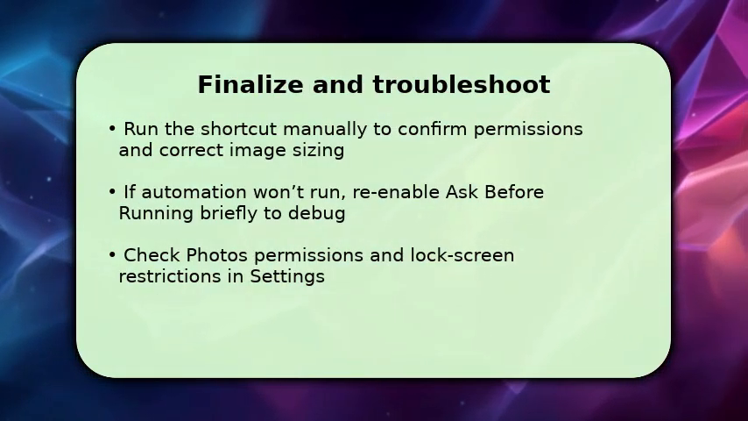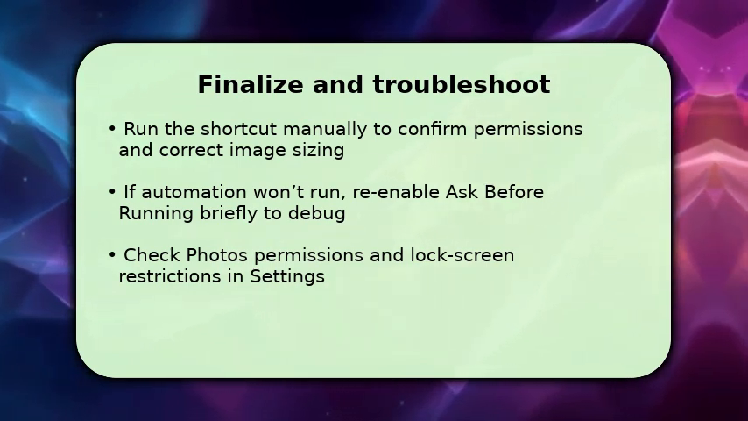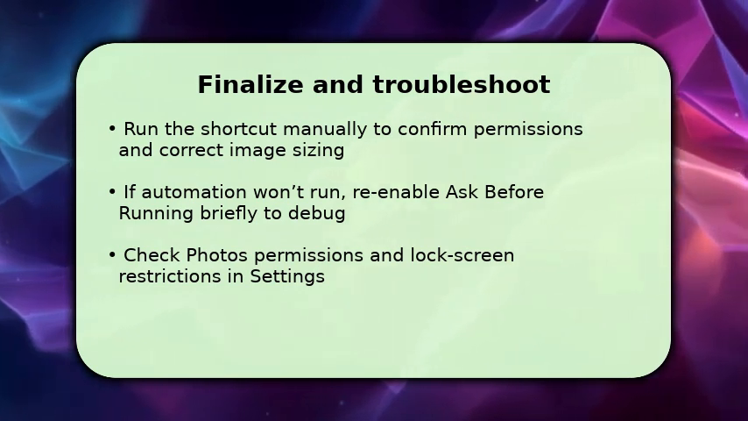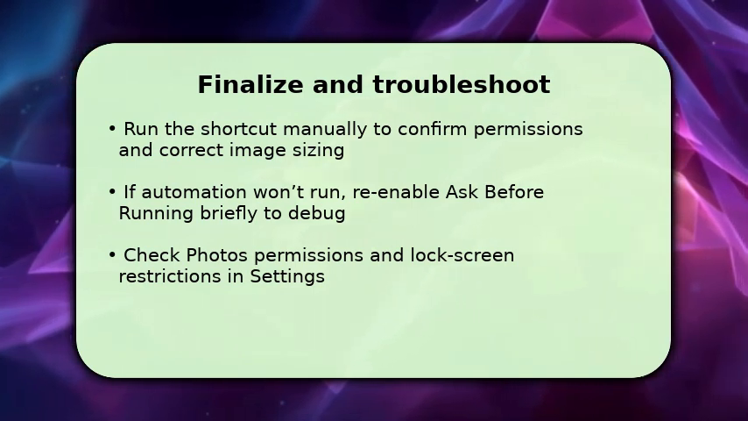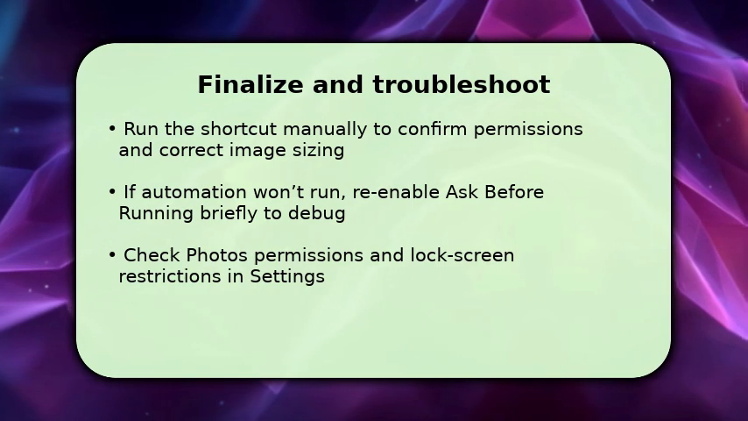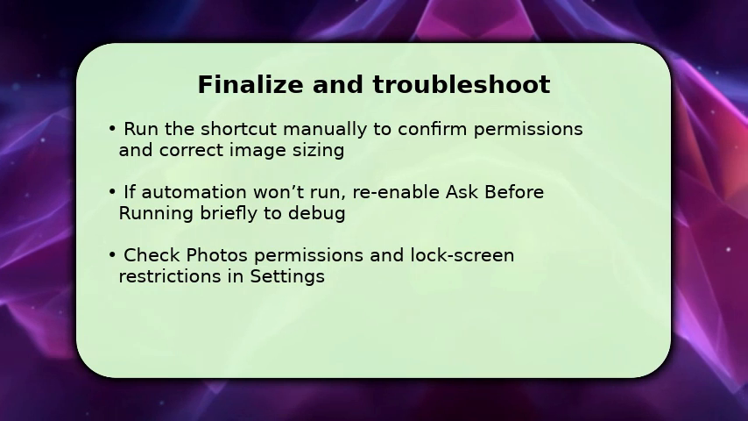If the automation does not execute automatically, temporarily re-enable Ask before running to see errors or prompts, then fix them and disable the prompt again. Also make sure Shortcuts has photos and wallpaper permissions in settings, and that low power mode or focus modes aren't blocking background automations. Adjust those if needed so your wallpapers rotate.